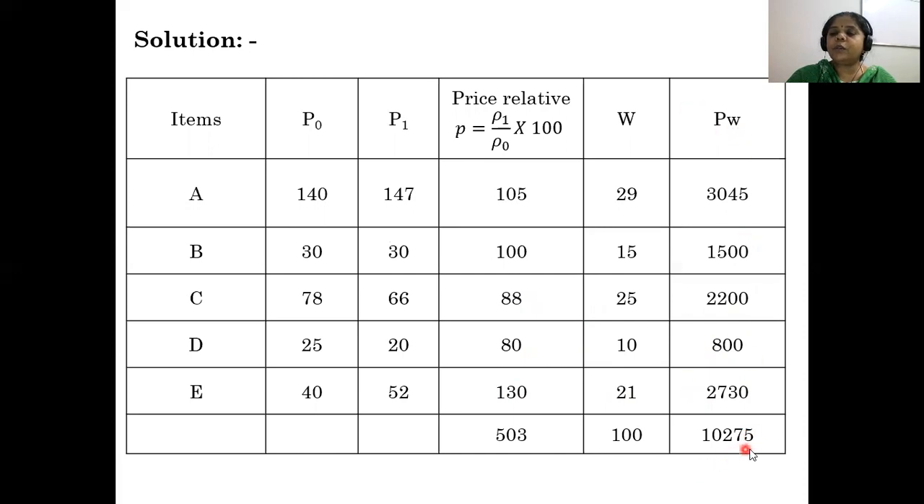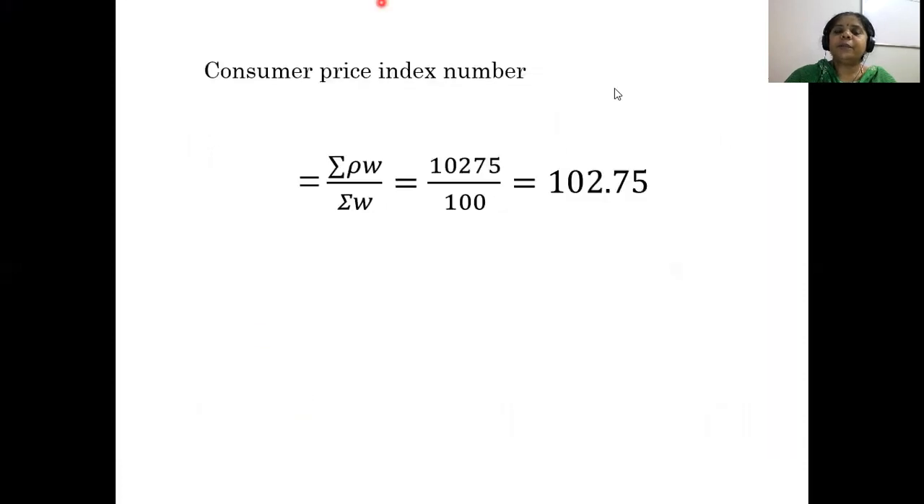The total of PW is 10,275. Next, what we have to do? We have to write the formula for calculating the index number. So the consumer price index number is equal to sigma PW, price into weight, divided by the total weight, sigma W. 10,275 divided by 100, we get 102.75. Okay, students, 102.75. This is the consumer price index number under the family budget method.